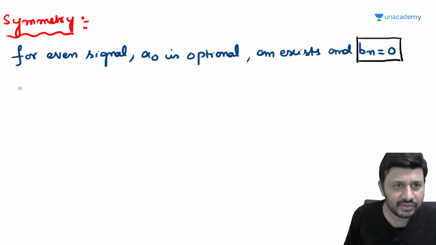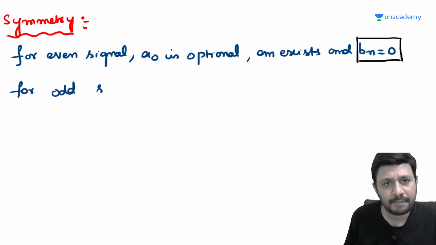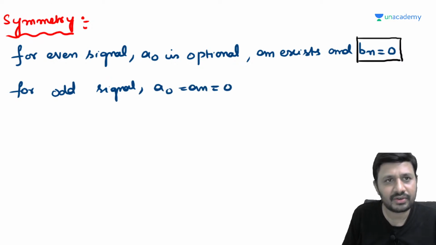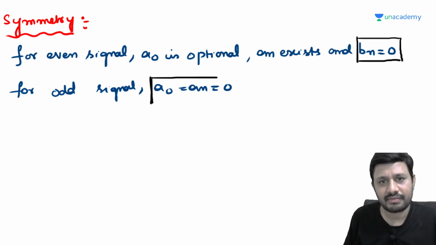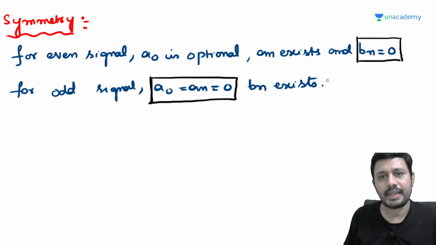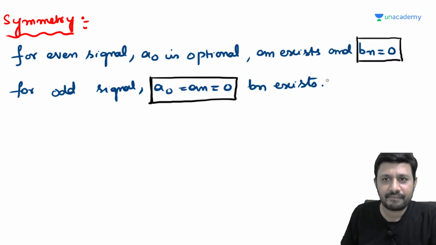Next, the discount for an odd signal. For an odd signal, A naught and An are 0. Flat 50% discount, a festival offer is here. A naught and An are 0, and Bn exists.